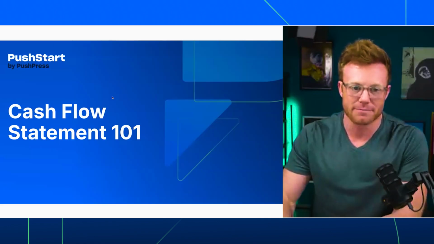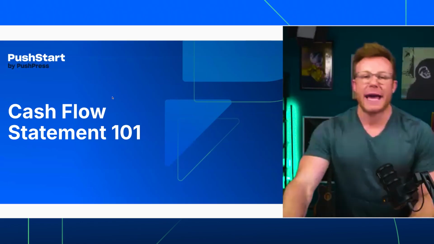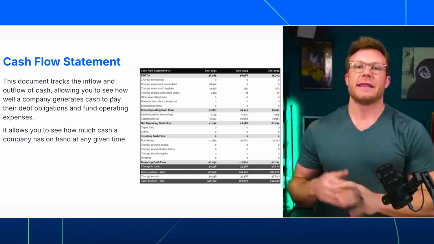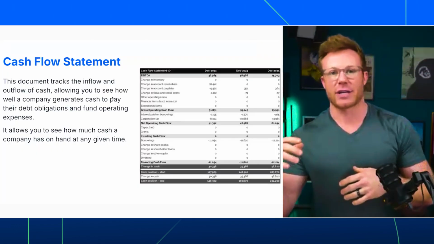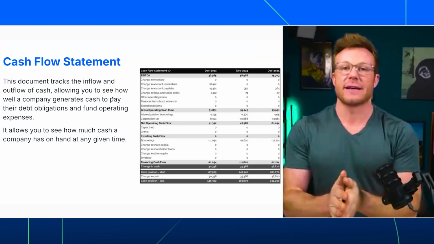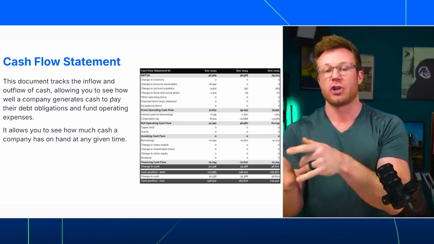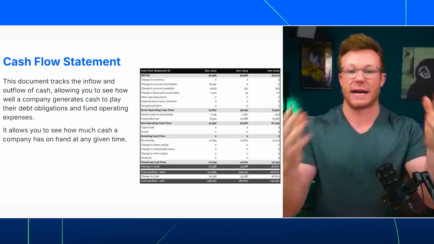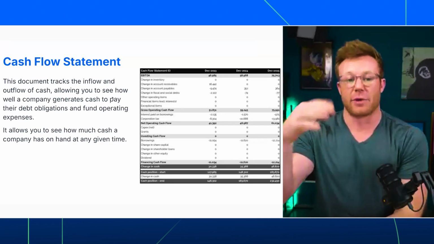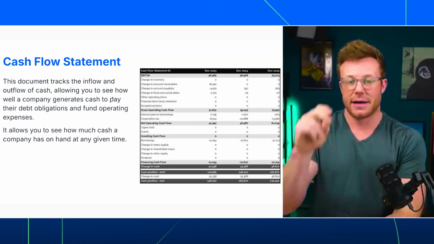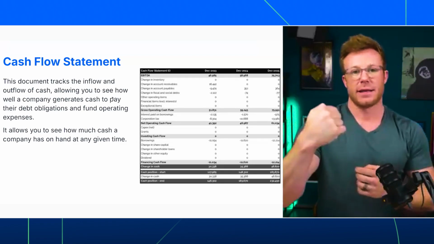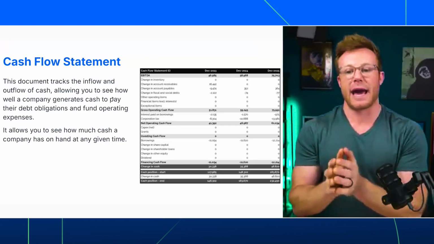Which hopefully you are. Now we are going to switch to a cash flow statement. We just talked about a balance sheet. Now let's switch over to cash flow statements. These track the ins and outs of the cash that is coming and the cash that is going. It allows you to see how effectively a company generates cash to then pay for their operating expenses or debt obligations and all that kind of stuff. It also, in real time, allows you to see how much cash a company has at that moment. So you could look at a cash flow statement and see this is the money coming in, this is the money going out, and this is what we have on hand.